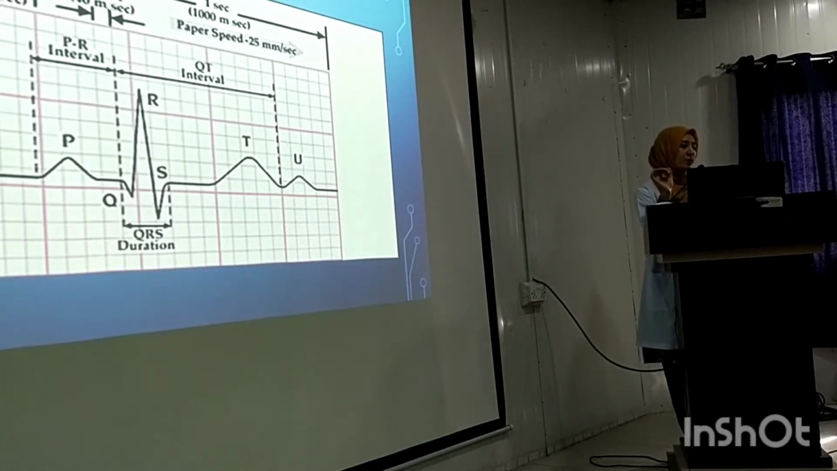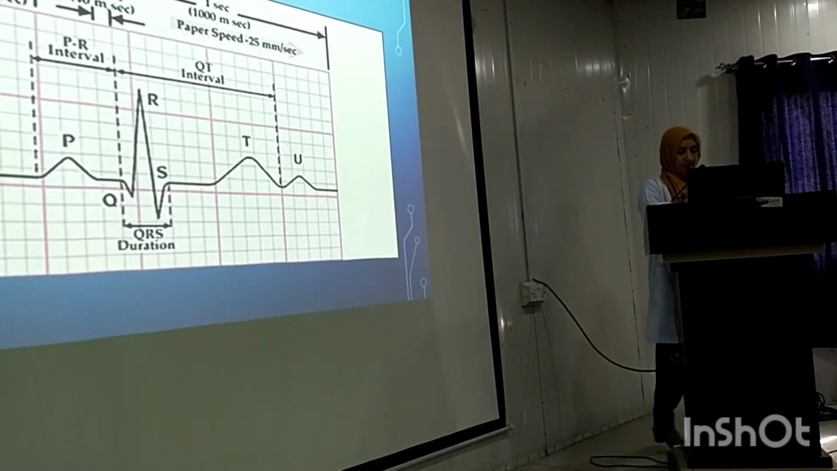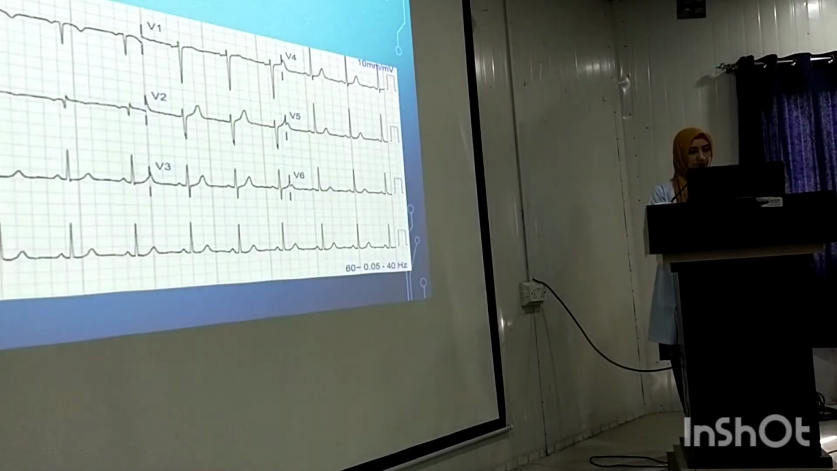Each large box is equal to 0.2 seconds. We as cardiologists have to memorize it. So we know that a large box is equal to 0.2 seconds or 200 milliseconds. Similarly, a small square is equal to 0.04 seconds or 40 milliseconds. So when we talk about ECG, we talk in terms of small boxes, because it is easy to understand and easy to talk about. Now we can move to the next slide.